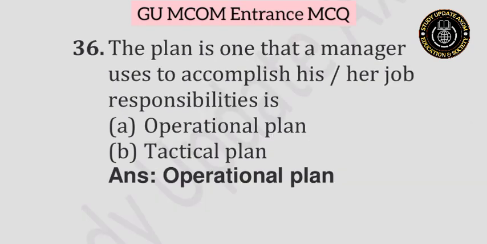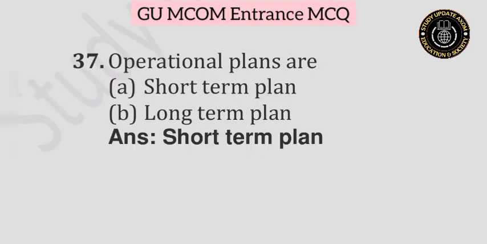Question number 36. The plan is one that a manager uses to accomplish his or her job responsibility is. Option A. Operational plan. Option B. Tactical plan. Answer is operational plan. Question number 37. Operational plans are. Option A. Short-term plan. Option B. Long-term plan. Answer is short-term plan.